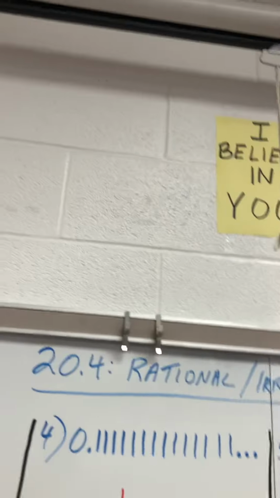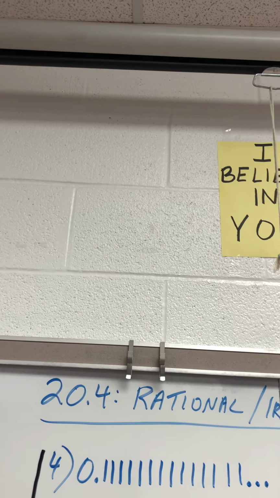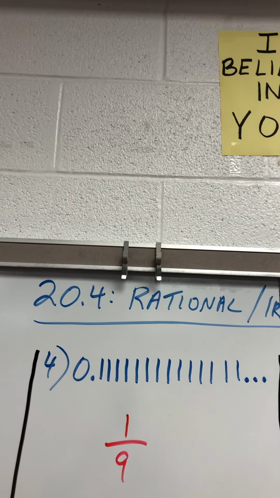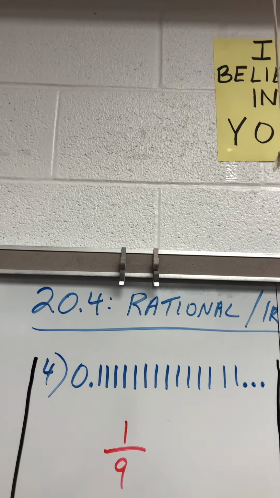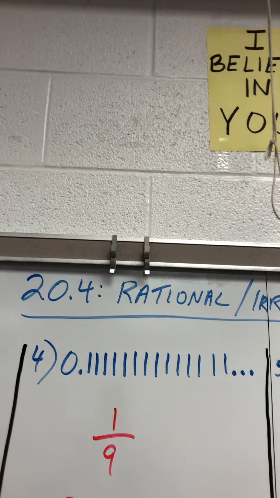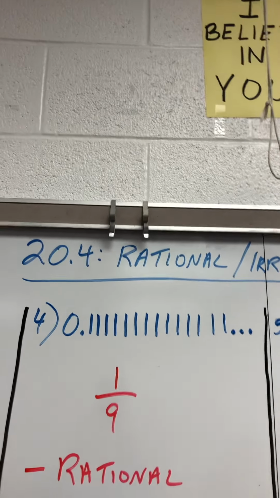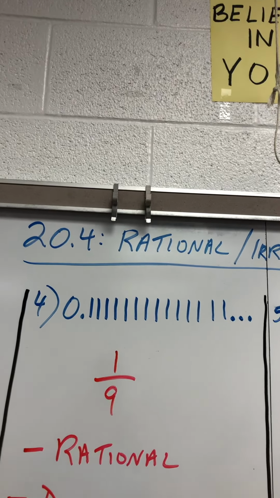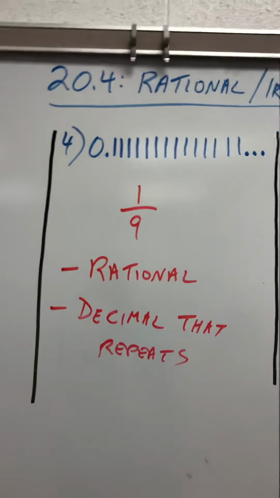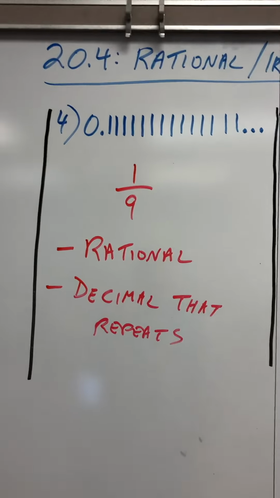What about 0.111111111? If you did 1 divided by 9 on your calculator, this is what you would get. If you get a repeating decimal, a decimal that repeats, that is called rational because it repeats. When you have a repeating decimal, it's rational.